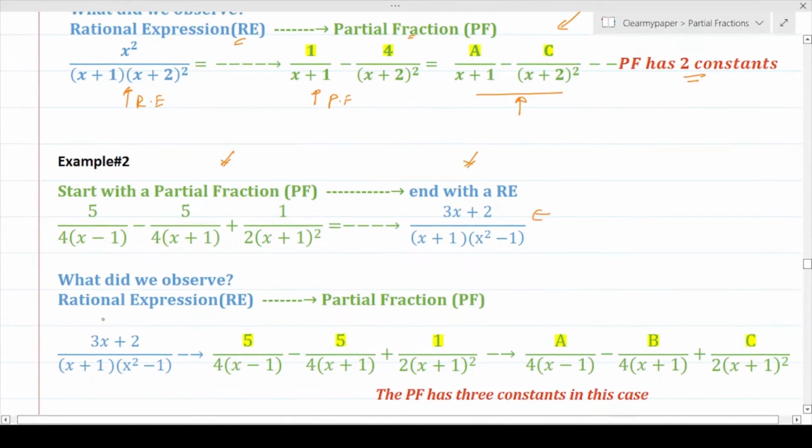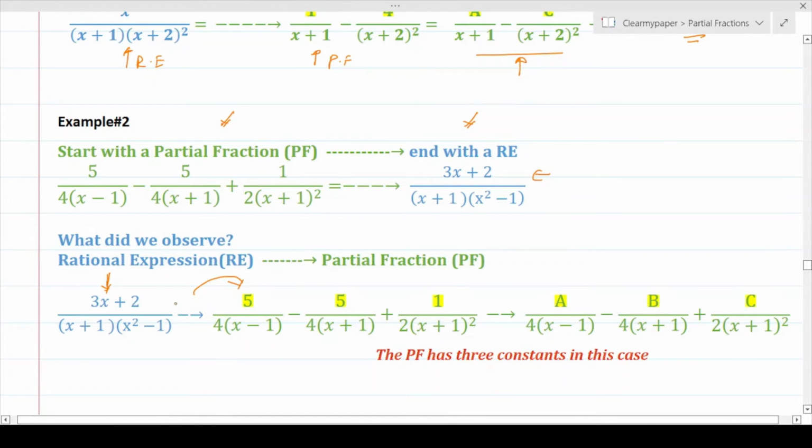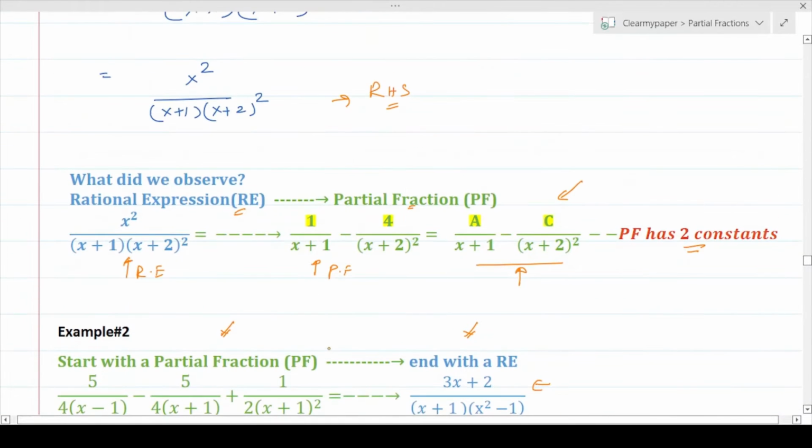This is your rational expression, and all the things in green are the corresponding partial fraction. For the same kind of expression, this particular partial fraction has got three constants. We have a constant here, here, and here. If I substitute each of these numerator constants by variables a, b, c, then this has got three constants in this case, whereas the above case has got only two constants.